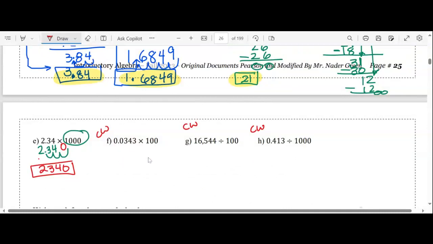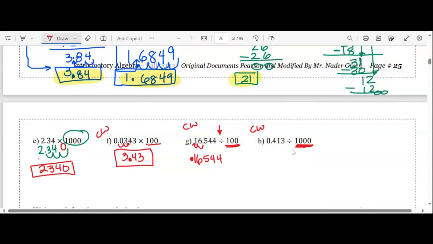Yalla, who can tell me how many decimal places I have to move? 2. So 1, 2. So it's going to be what? 3.43. Easy? Yeah. Next here, I'm dividing. If you divide, does the number get bigger or smaller? Smaller. So do I go to the left or to the right? Left. How many left? 2. Yalla, count with me. 1, 2. So it's going to be 0.16544. Is this clear?